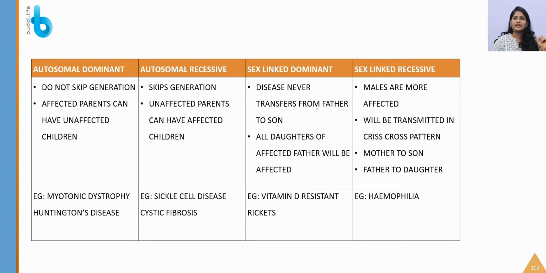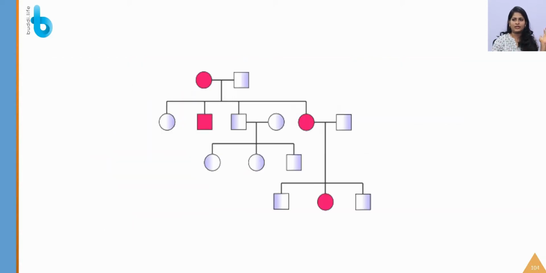So sex linked dominant never transfers from father to son. Sex linked, if it is dominant, never transfers from father to son. All daughters of an affected father will be affected. Example, vitamin D resistant rickets. Then sex linked recessive: here males are more affected, and it will be transferred in a crisscross pattern. For example, mother to son, father to daughter, in a crisscross manner. Example, hemophilia.